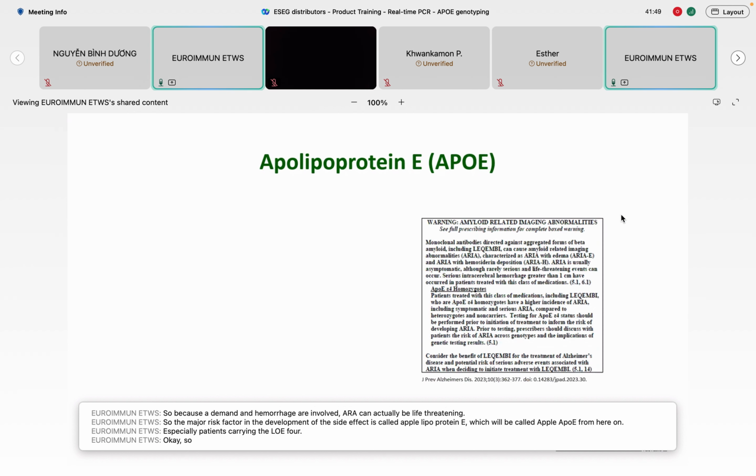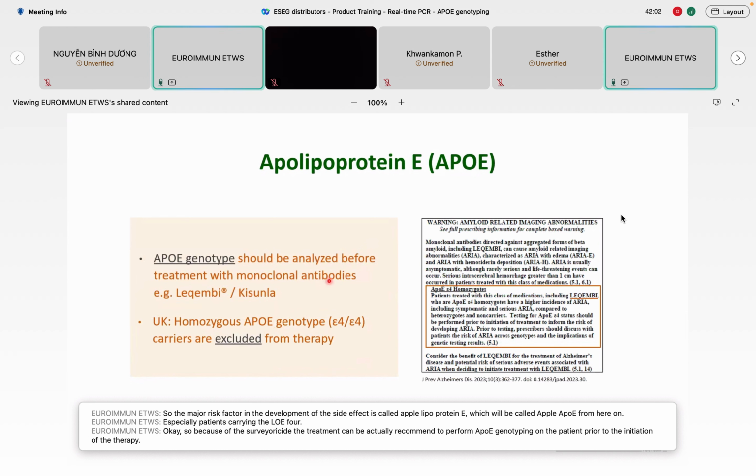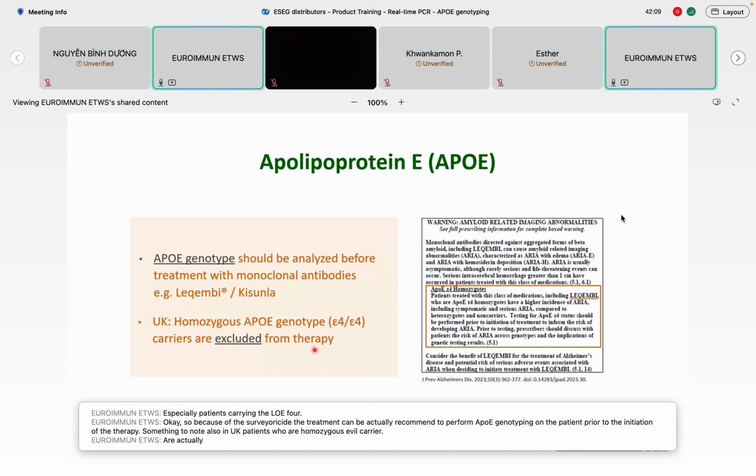Because of the severe side effect, the treatment Leqembi actually recommend to perform APOE genotyping on the patient prior to the initiation of the therapy. Something to note also, in UK, patients who are homozygous E4 carrier are actually not allowed to undergo the therapy. This is because the risk of developing the side effect ARIA outweighs the benefit of the treatment.